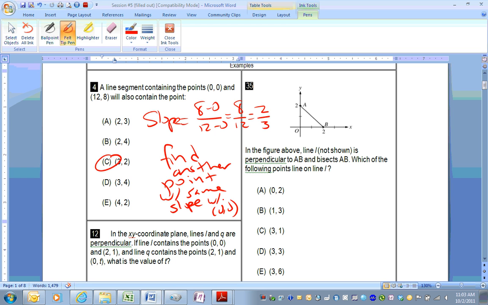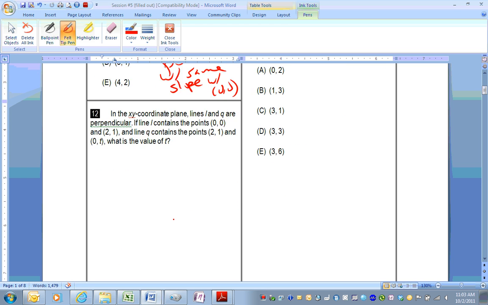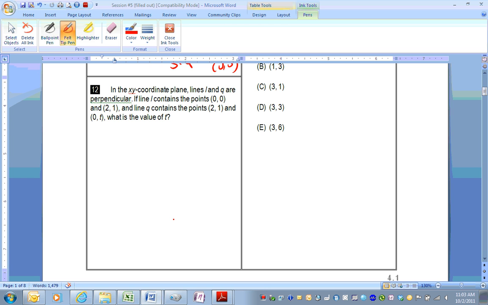Now we can look at number, I think both these are medium. I don't think any of these are really hard. Let's look at number 12. What's the main concept here, or main thing we need to look at?